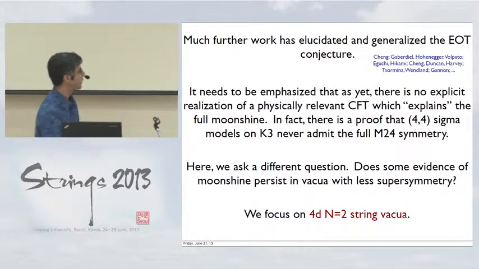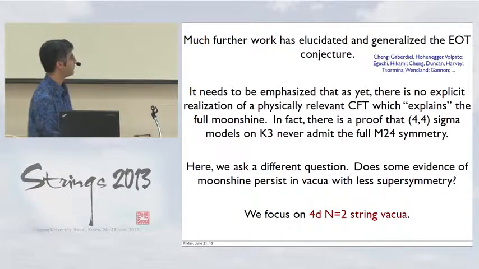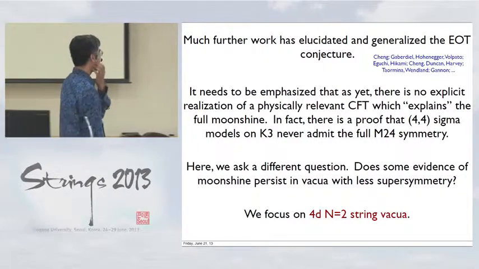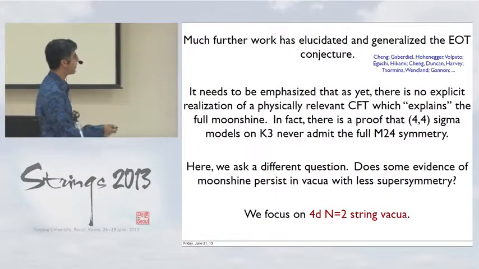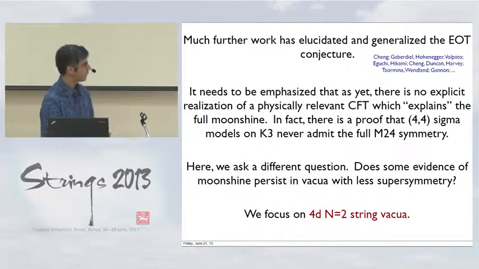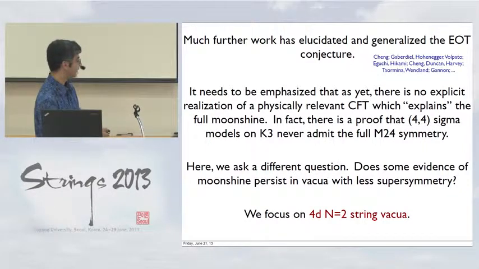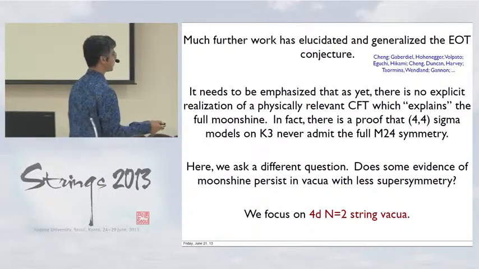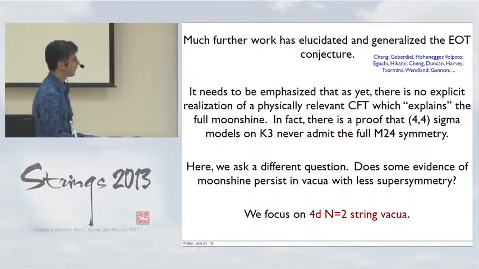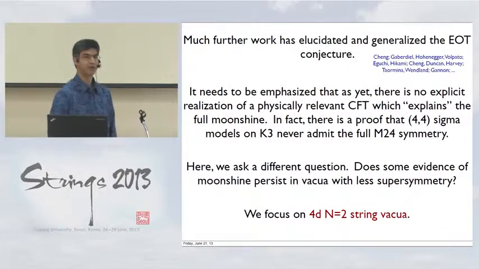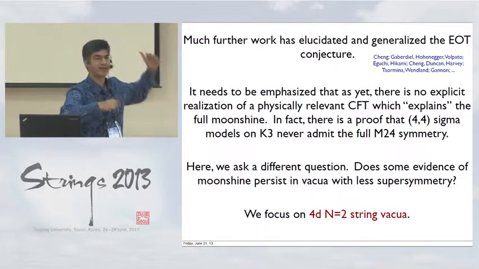Now, I'm not going to try and shed light on that, though maybe light will eventually be shed. I'm going to try to ask a different question, which is, does some evidence of this moonshine persist in vacua of even more interest, at least to me, which are vacua with less supersymmetry? So I'm going to focus on the case, henceforth, of 4-dimensional N=2, though we could move back and forth to 6 dimensions in N=1.